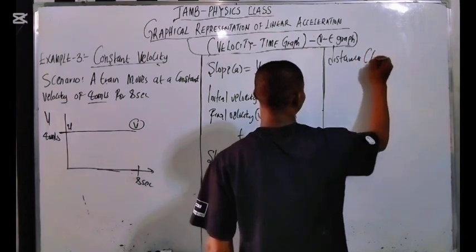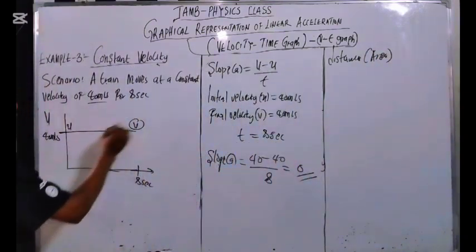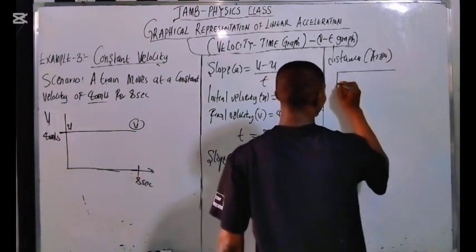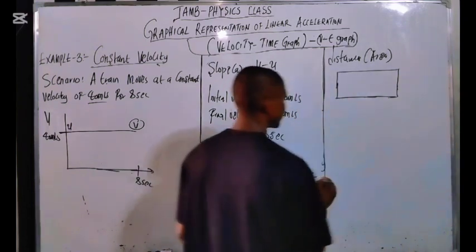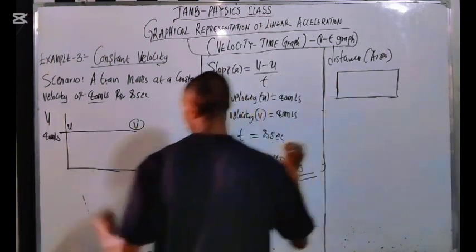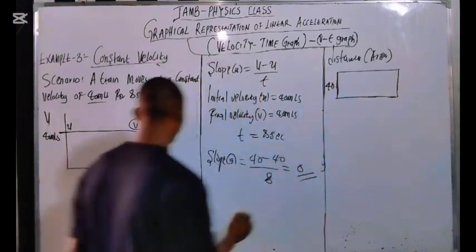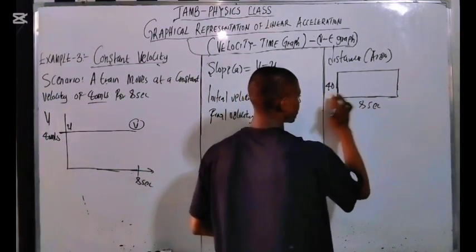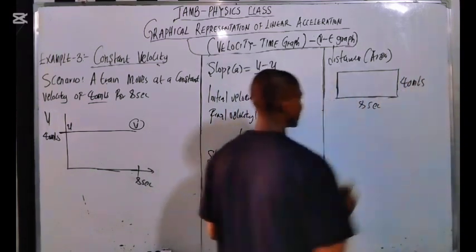Distance is the area. If you look at this one here, it is a rectangle. Here we have 40 meters per second, and here we have the time, which is 8 seconds.